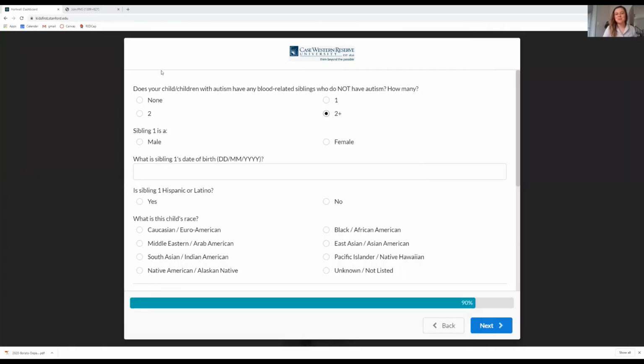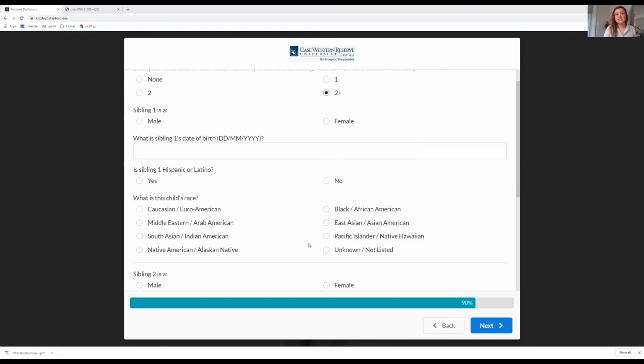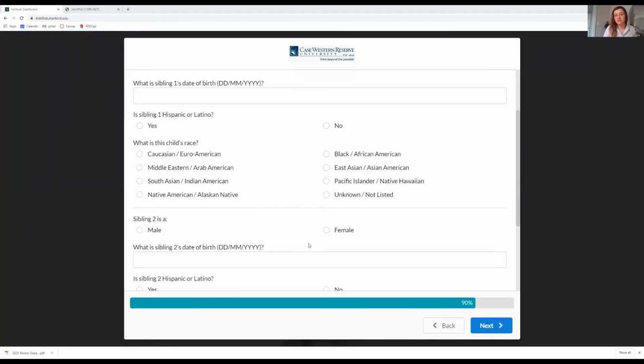On this page, please mark the number of siblings without autism spectrum disorder that your child has. Please think of your oldest neurotypical child and type in their date of birth, whether or not they are Hispanic or Latino, and their race. Please remember that if your child's race is represented in 2 or more races, please select Unknown Not Listed. Please complete this section for as many siblings as your child on the autism spectrum may have. Click Next to continue.